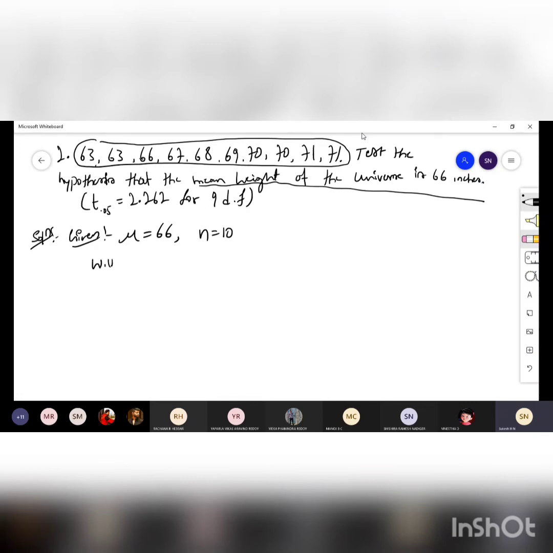Now we should write the formula. We know that t is equal to x bar minus mu divided by s into root n. Call it as equation 1. Now let us find out one by one. We got the value of n and mu. We needed x bar and yes, x bar already you know how to find out that x bar is equal to summation x divided by n.